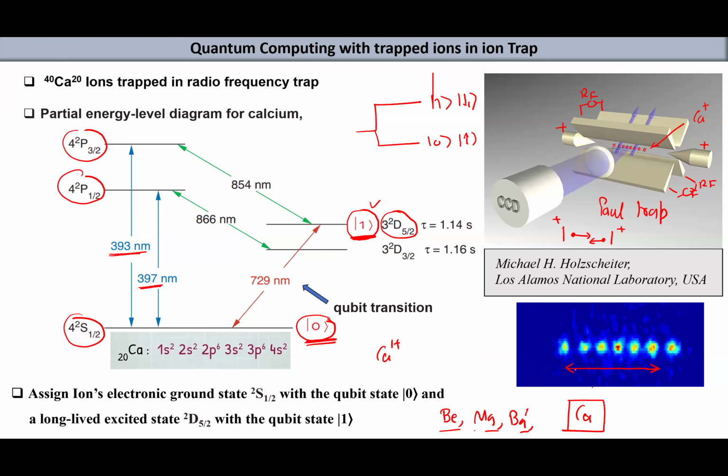Each dot here is an actual picture taken by Michel from Los Alamos. Here each light spot is actually coming from one trapped calcium ion. When these calcium ions de-excite from the excited state, they emit light, and this light you can collect on the CCD and you can see them. It is a very beautiful picture, where you are seeing each atom individually, and you can see that these atoms are oscillating in this potential well.